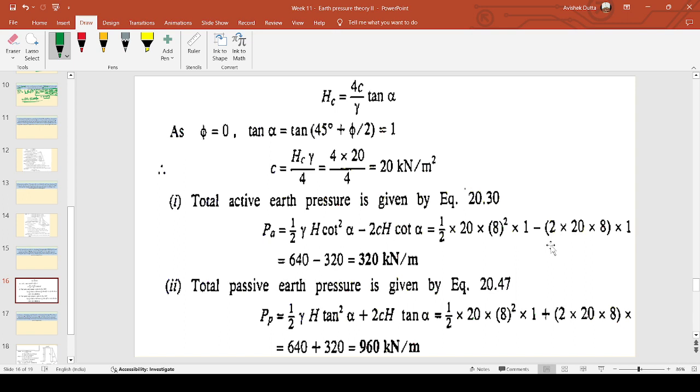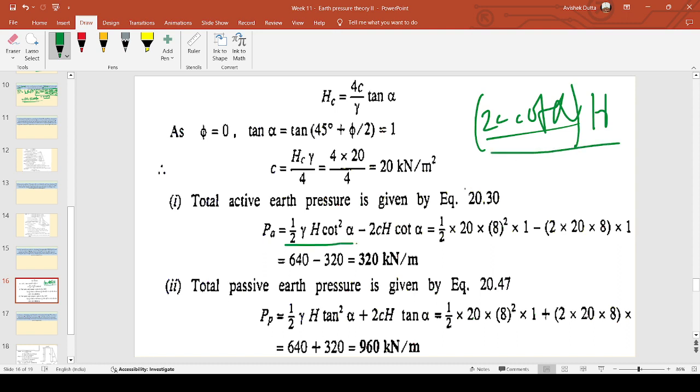No, not 2c square. It is 2ch cot alpha. Sir, it will be 2c square. For the active case, here we are neglecting the negative zone. No, see, not the negative zone. You just forget about the negative zone. There was a question in the MCQ, right? The cohesion reduces the active pressure by this amount. This is the amount 2c cot alpha. This is the amount by which the cohesion is reducing. So at a depth of h, it will be reducing this by an amount of 2c cot alpha into h, right? So this needs to be subtracted from the main part, and this particular subtraction is the effect of cohesion on the active earth pressure.